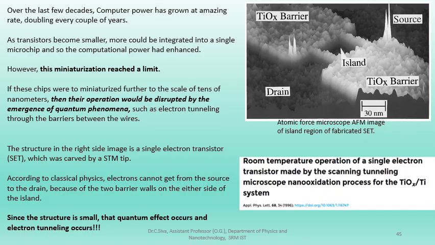This is the model for the single electron transistor, which is made with a scanning tunneling microscope by oxidizing the titanium surface. The surface is oxidized into titanium dioxide. It is very identical to how silicon transistors are realized, where silicon is oxidized into silicon dioxide.